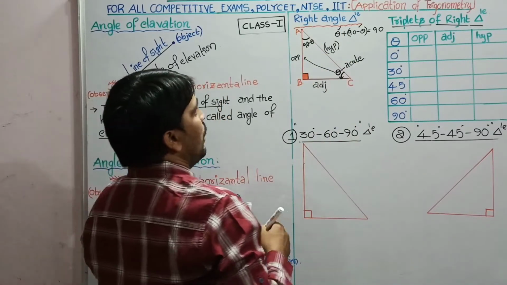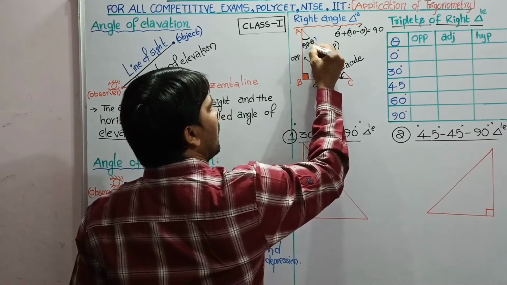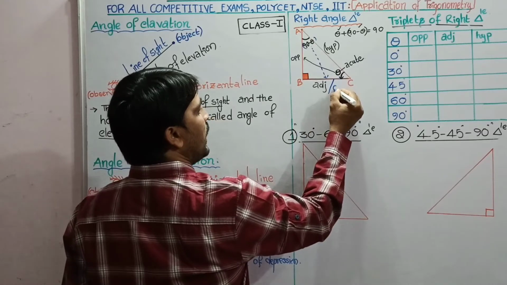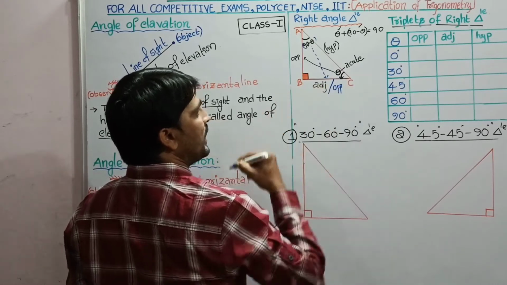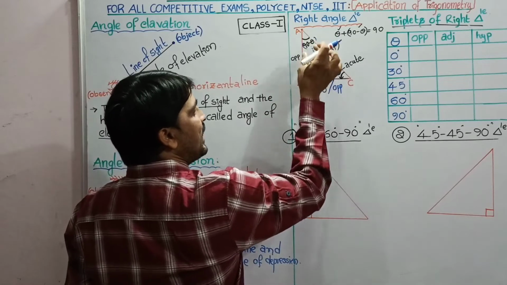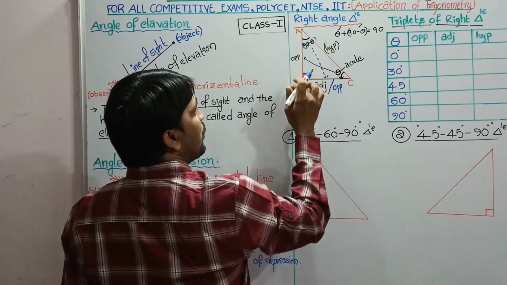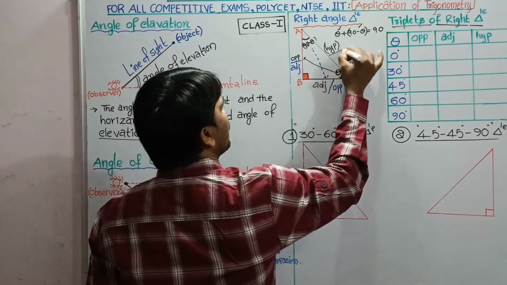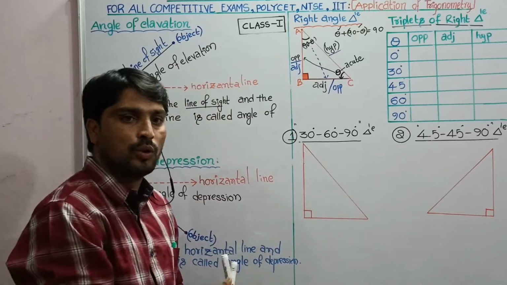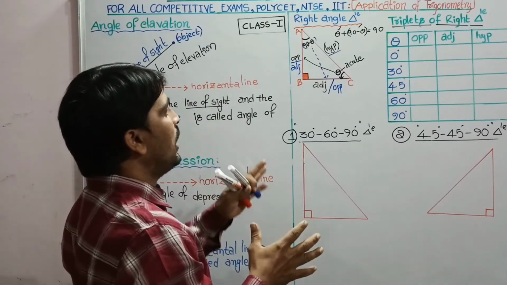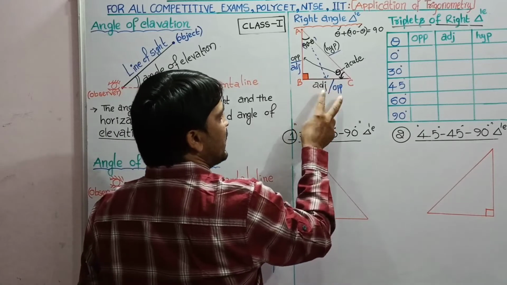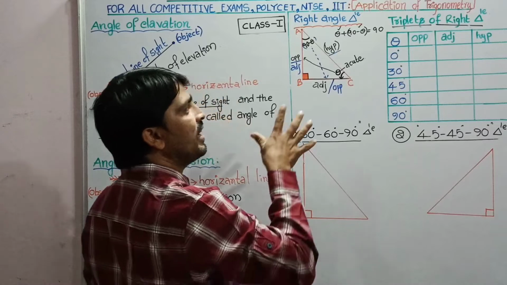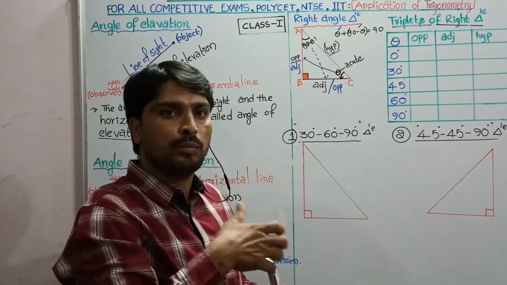Whereas according to 90 minus theta, the opposite side is BC and AB is adjacent. The hypotenuse remains the same for both angles. So the note point is that the adjacent and opposite sides change from theta to 90 minus theta, whereas the hypotenuse remains the same.